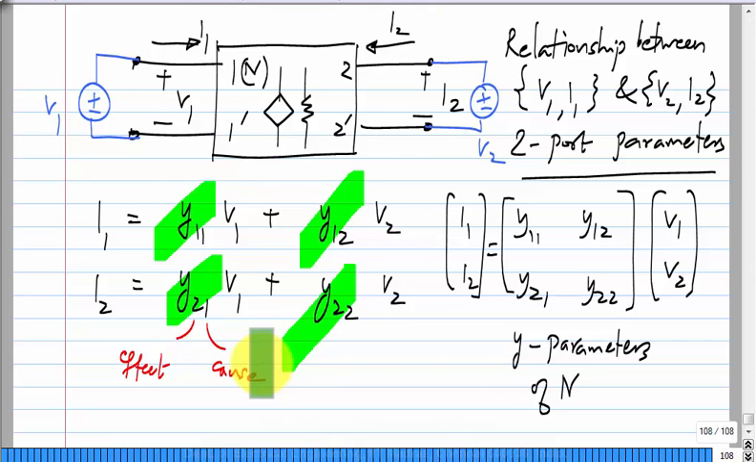By the way, notice that from the perspective of the 2 port, these signs do follow the passive sign convention, right? I have V1 and I1 is pointing into the positive terminal of V1. Okay, so that's how we always use the convention. Is this okay?